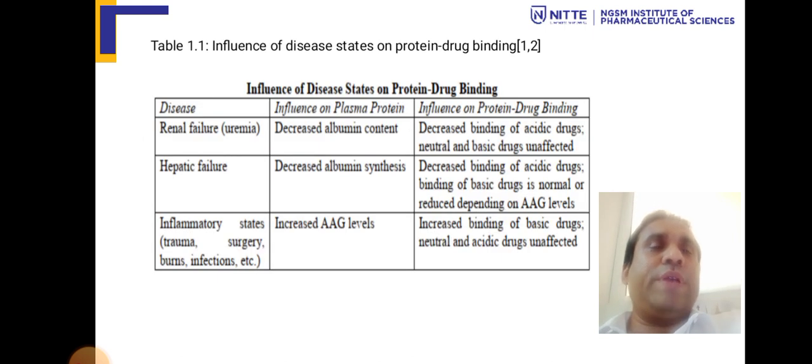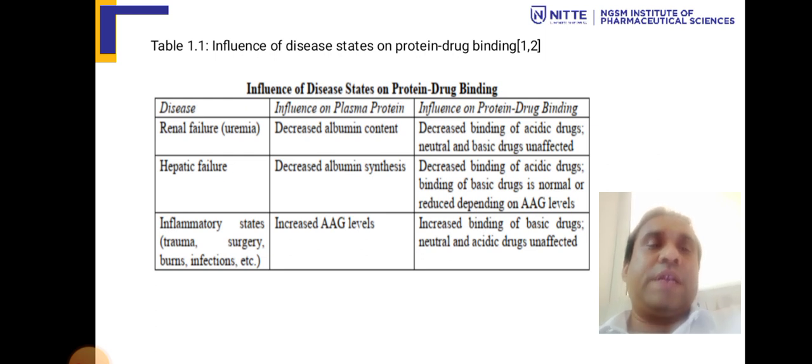Now we'll see the influence of the disease state on protein drug binding in this table. The reference is taken from 1 and 2. The disease is renal failure, uremia. What is the influence on plasma protein? We have a decreased albumin content. Then what exactly happens to protein binding? Decreased binding of acidic drugs; neutral and basic drugs are unaffected. So we can say that decreased binding of acidic drugs is seen in renal failure.